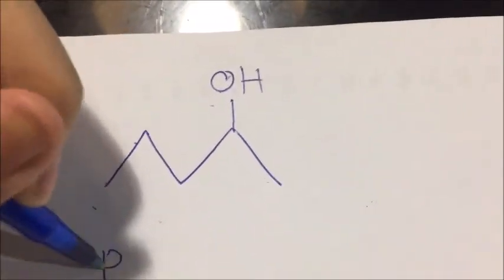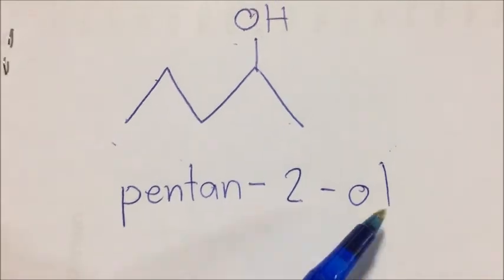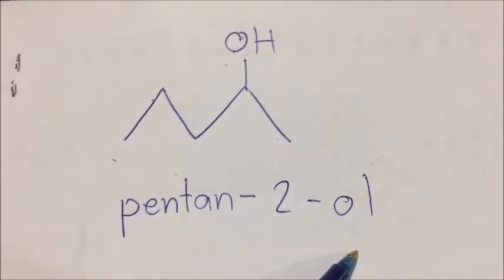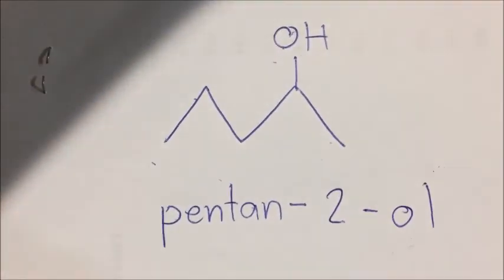So this would be pentan-2-ol. Now as you can see, there's "ol" here. That's its substituent prefix right there, "ol". So now let's move on to the types of alcohols.